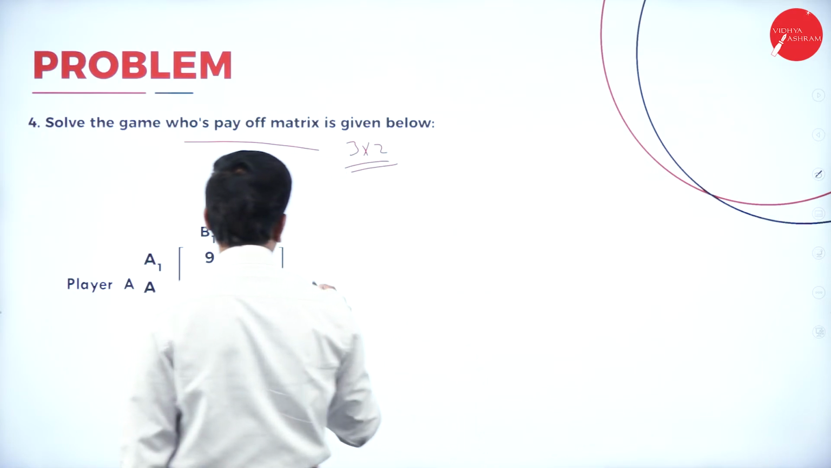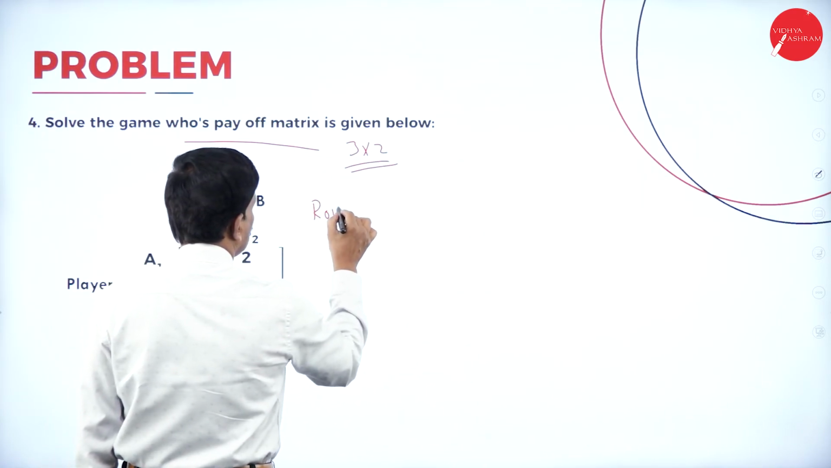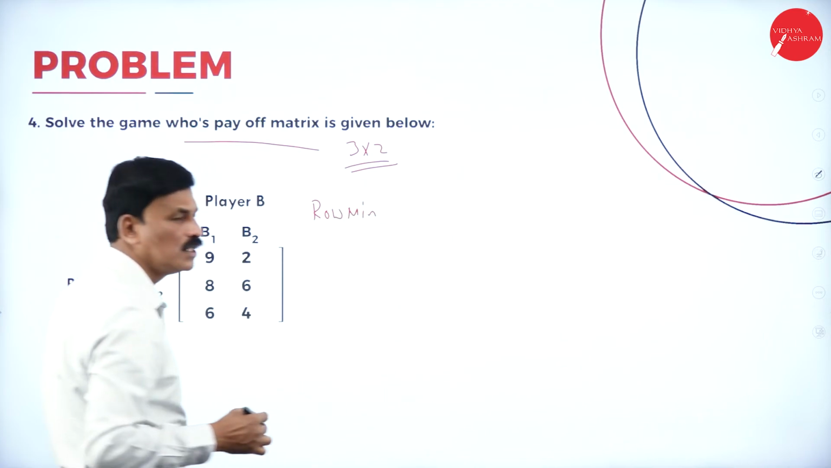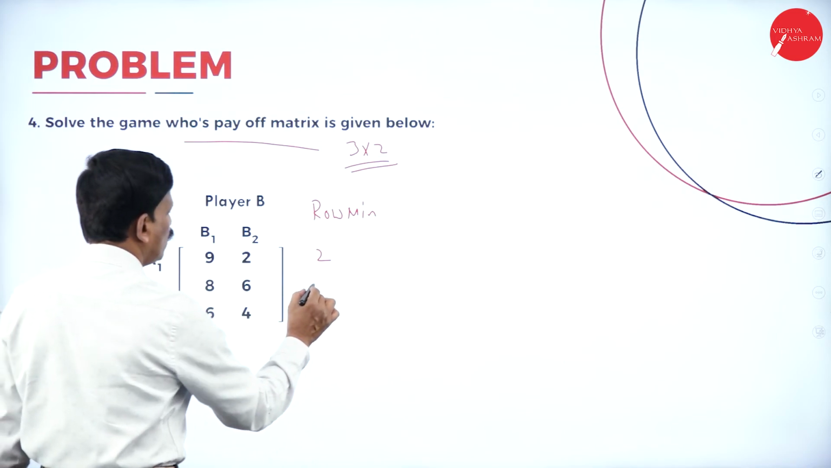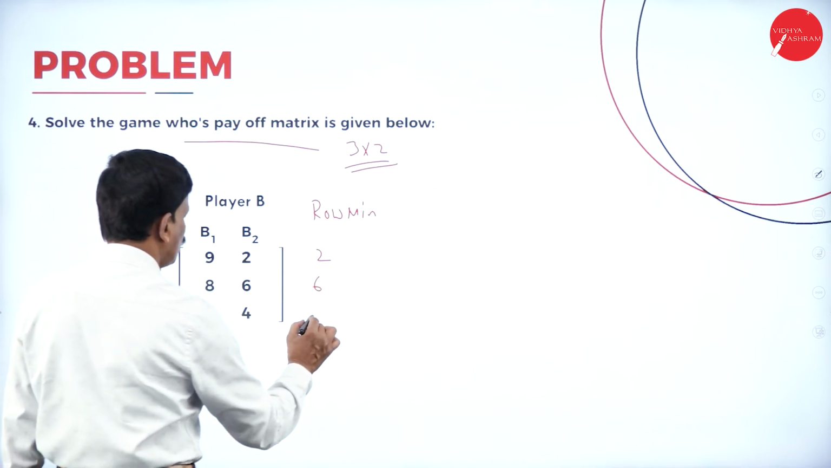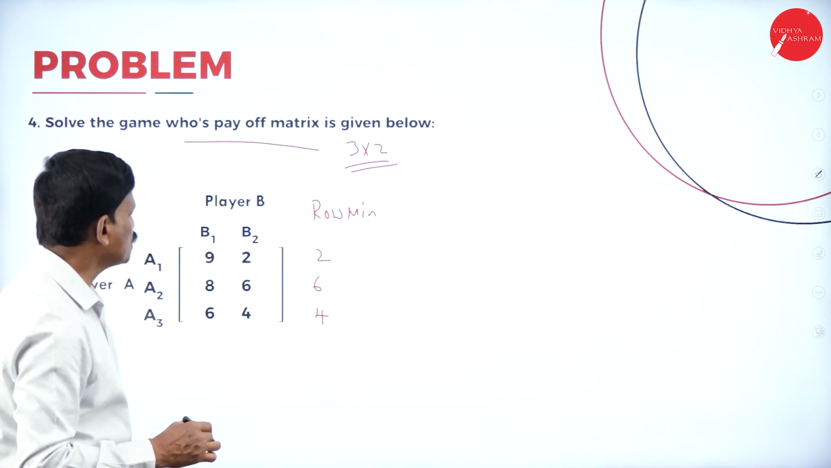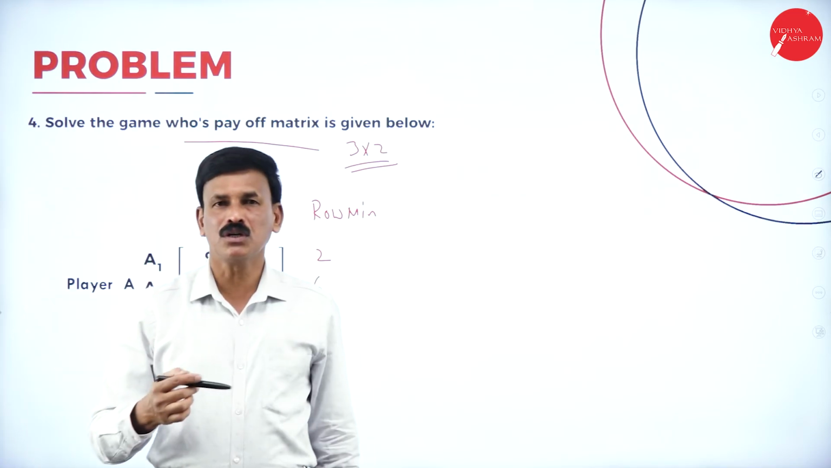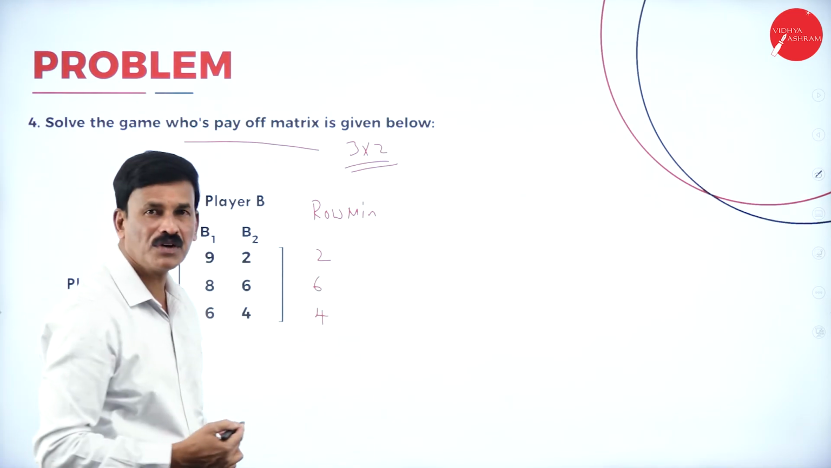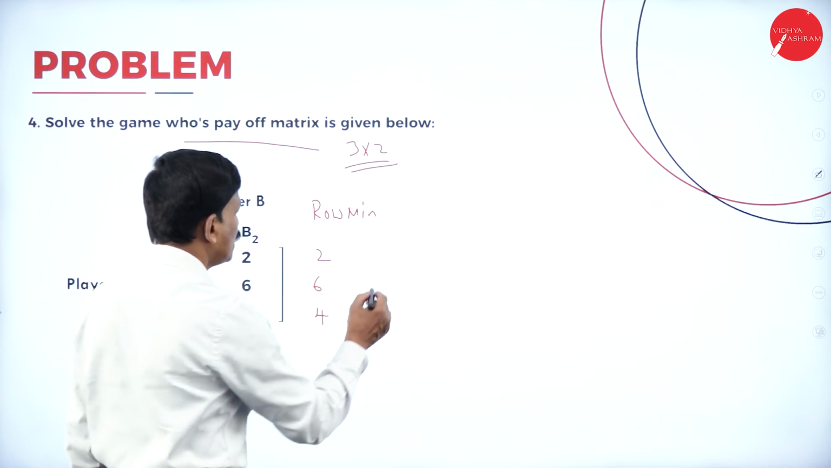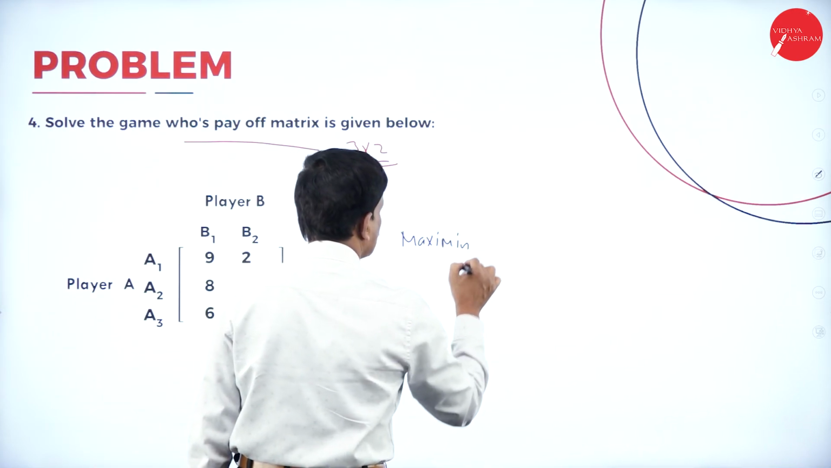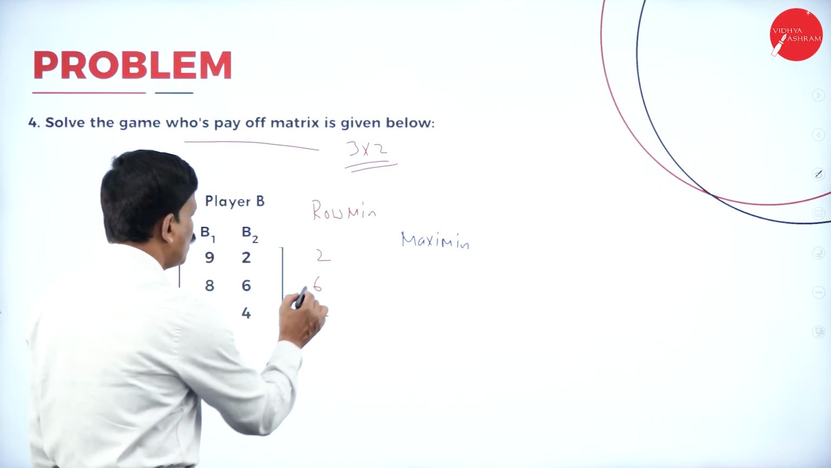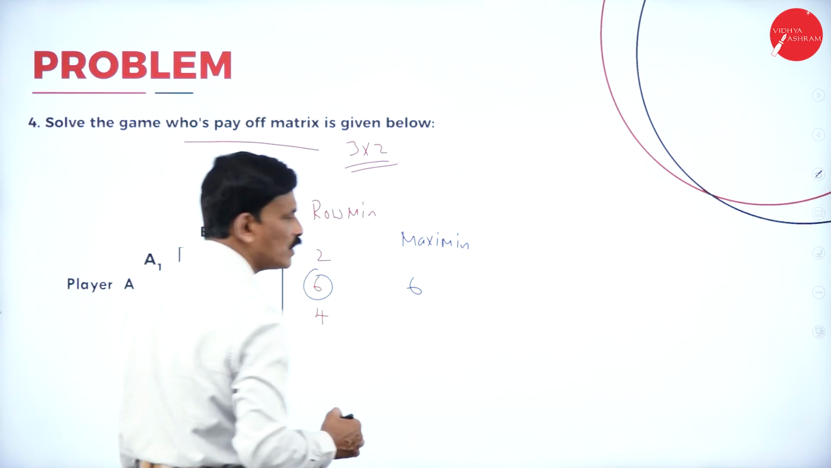Now, find out the row minimum first. As usual, the minimum value in the first row is 2, the minimum value in the second row is 6, and the minimum value in the third row is 4. 2, 6, 4 are the minimum values. After finding the row minimum, find out the maximum. That is the maximin value. What is the maximum value? Plus 6.